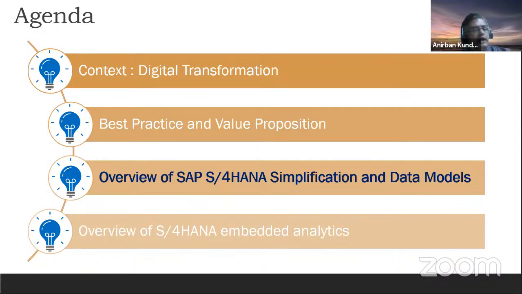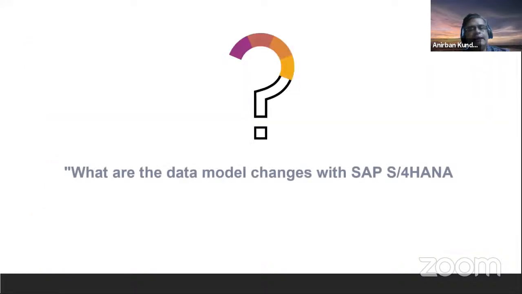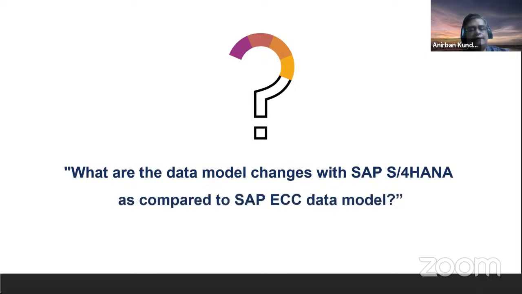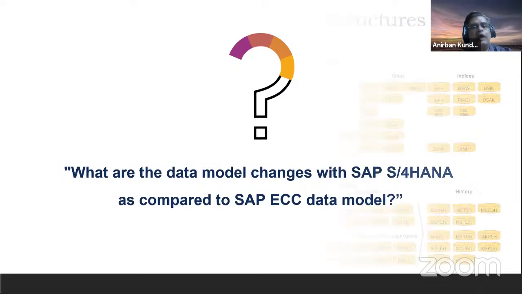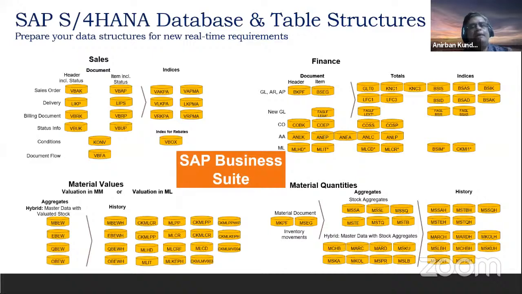Now with this, we have set the context, we have gone through the value proposition. What we want to go into now, before we get into embedded analytics, is the most important thing: ECC is very different from S4HANA. I understood that 60% of the people are saying they want to understand or learn what is there. So for the 40% who are already in the projects, this might be some repetition. But one important thing is, this is a sample model of the ECC database structure.